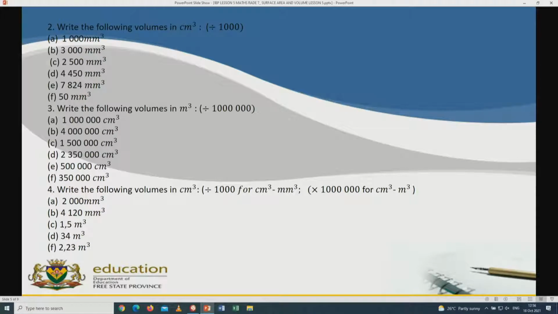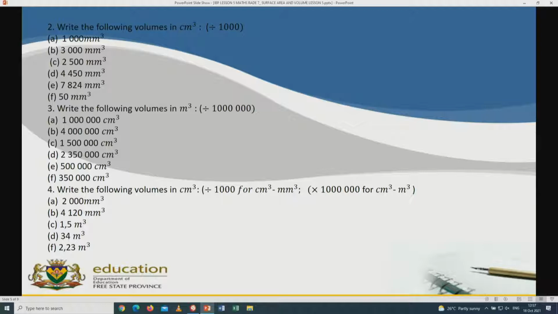Now, let's go straight to the calculations where we have to convert between the units. Look here. Number 2 says, write the following volumes in cubic centimeters. Now, I have a hint for you: when we are converting cubic millimeters to cubic centimeters, what are we going to do? We are definitely going to divide by 1000.